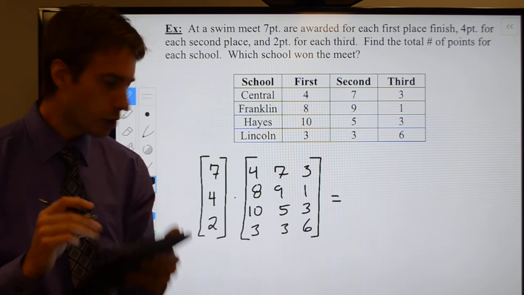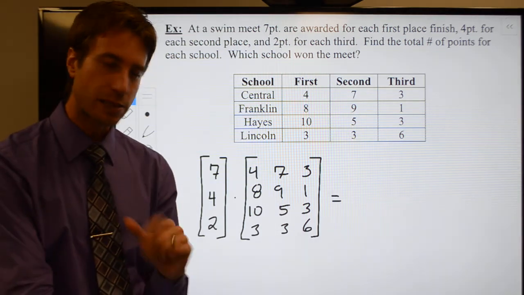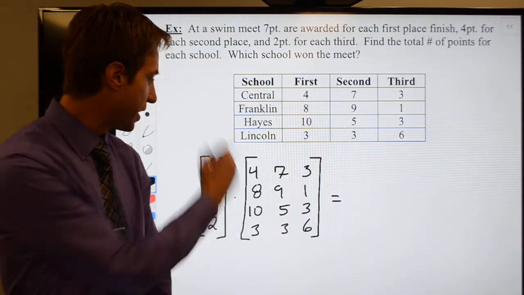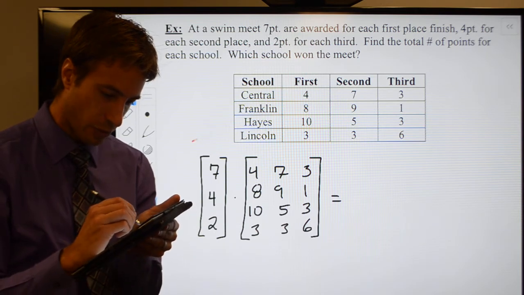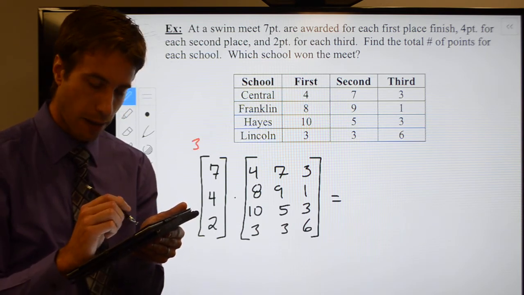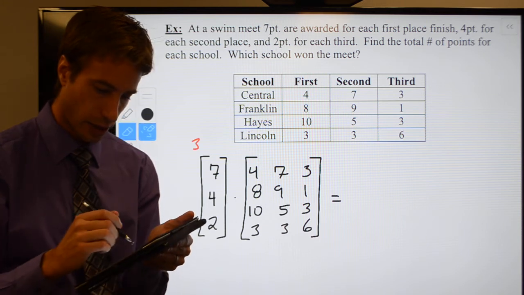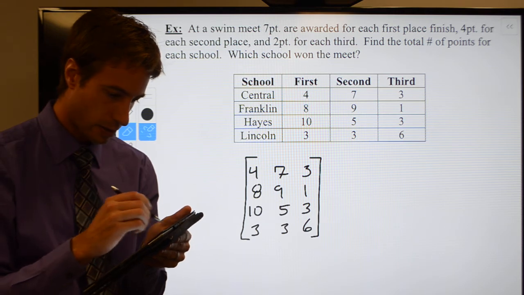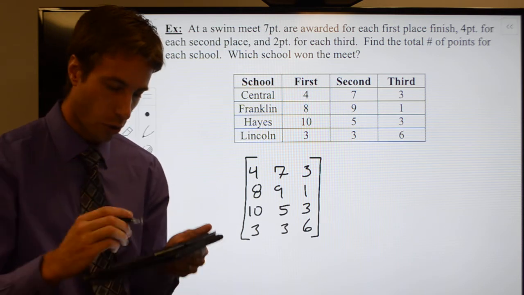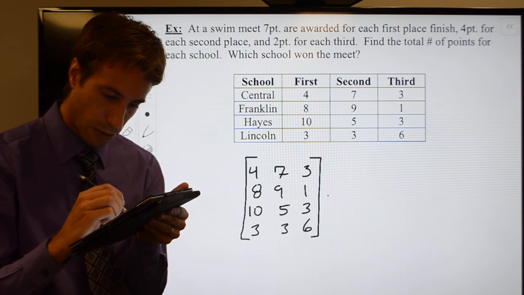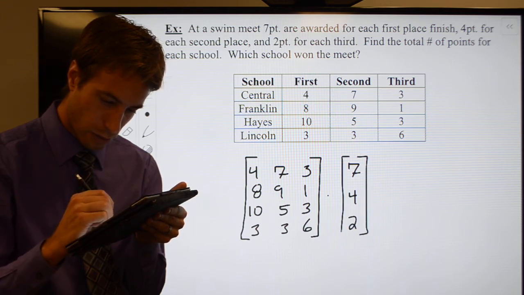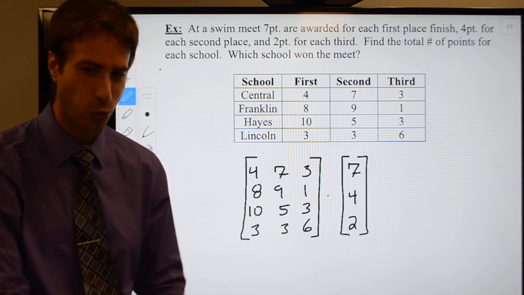Now, again, in order to be able to multiply these matrices together, I need to check their dimensions. Wait, sorry. Hold up. I apologize. Put them in the wrong order. Here you go, multiplied by 7, 4, 2. There we go. This is going to work out way better.